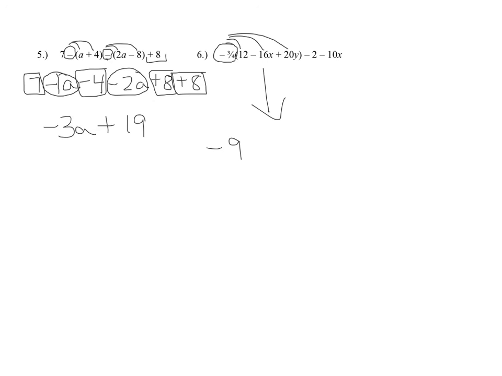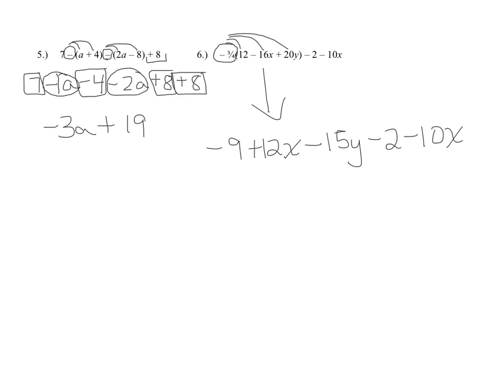And then negative 3/4 times negative 16x, well, that's going to give you positive 12x. Because 3/4 of 16 is 12, right? A fourth of 16 is 4. 3 times 4 is 12. And then negative 3/4 times 20y, well, that's going to give me negative 15y, because 3/4 of 20 is 15. And then bring down what's on the outside of the parentheses, the minus 2 minus 10x.